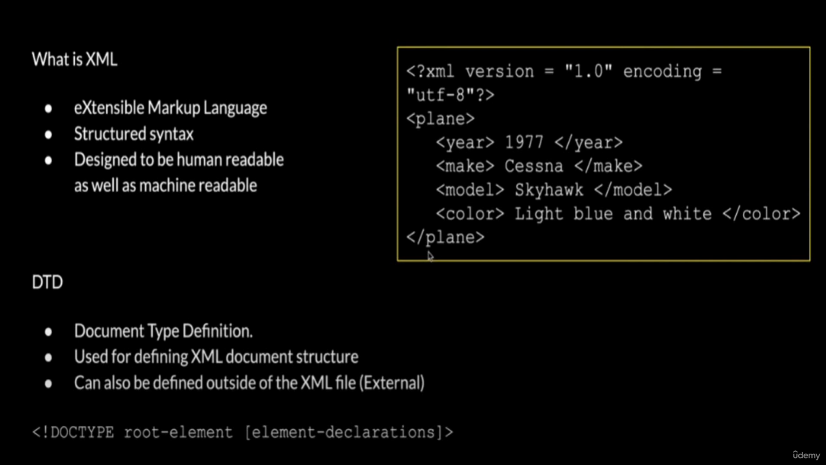But the difference between XML and HTML is that in XML you can create your own tags. If you can see, make and model are not predefined tags. These are tags which are human made. Now there is some grammar of XML which is known as DTD, document type definition. There is some particular structure through which we write the XML query.